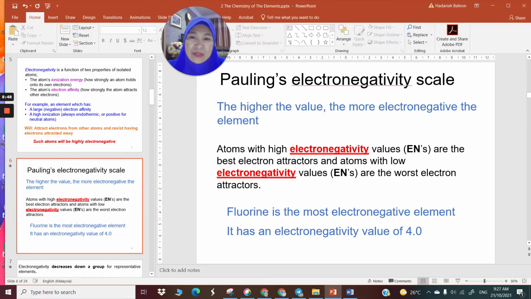As I was telling you earlier, fluorine is the most electronegative element. It has an electronegativity value of 4.0, which is the highest Pauling's value of all elements. So fluorine is the most electronegative element in the periodic table.